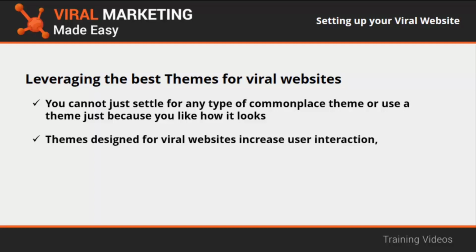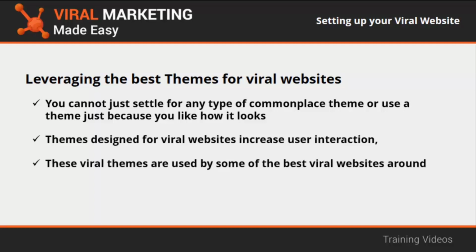Thankfully, we have compiled some of the best themes available for WordPress that you can use on your own website. These viral themes are used by some of the best viral websites around like BuzzFeed.com and ViralNova.com, and you'll only need to do some clicks on your mouse to get them installed from the WordPress marketplace. Some of these are premium paid themes and some are free themes, so choose based on your needs and budget.